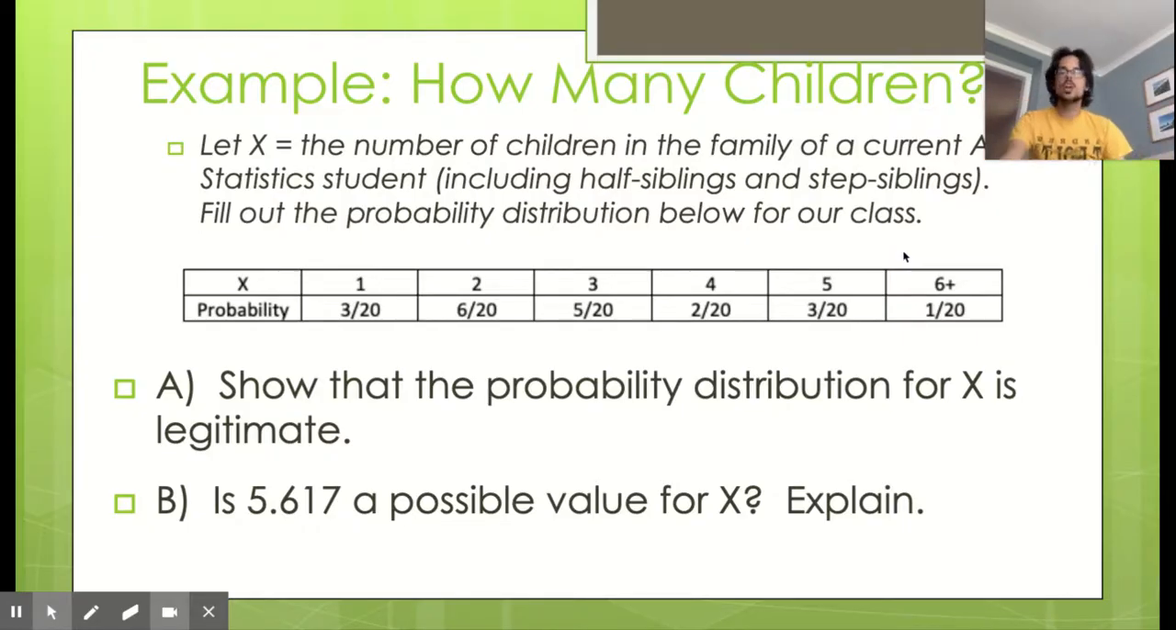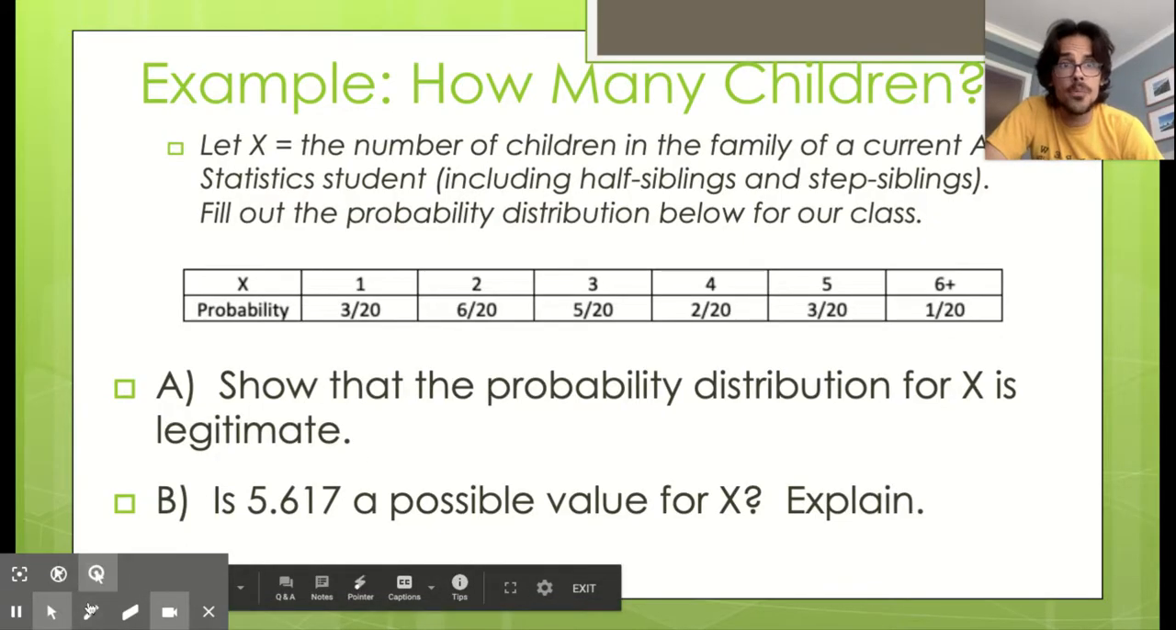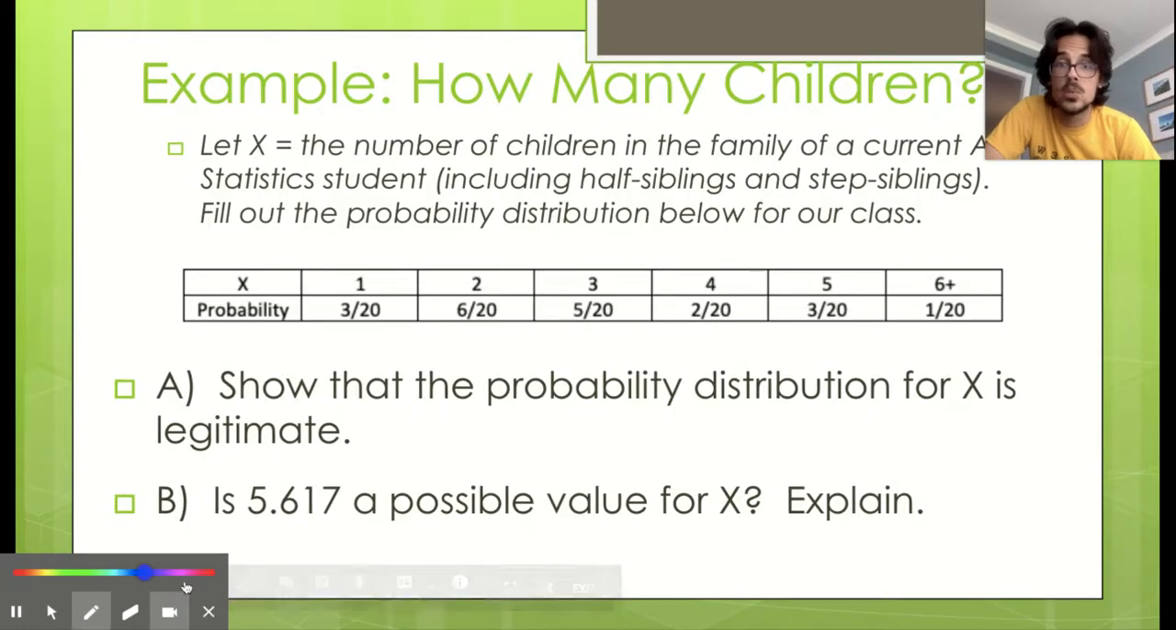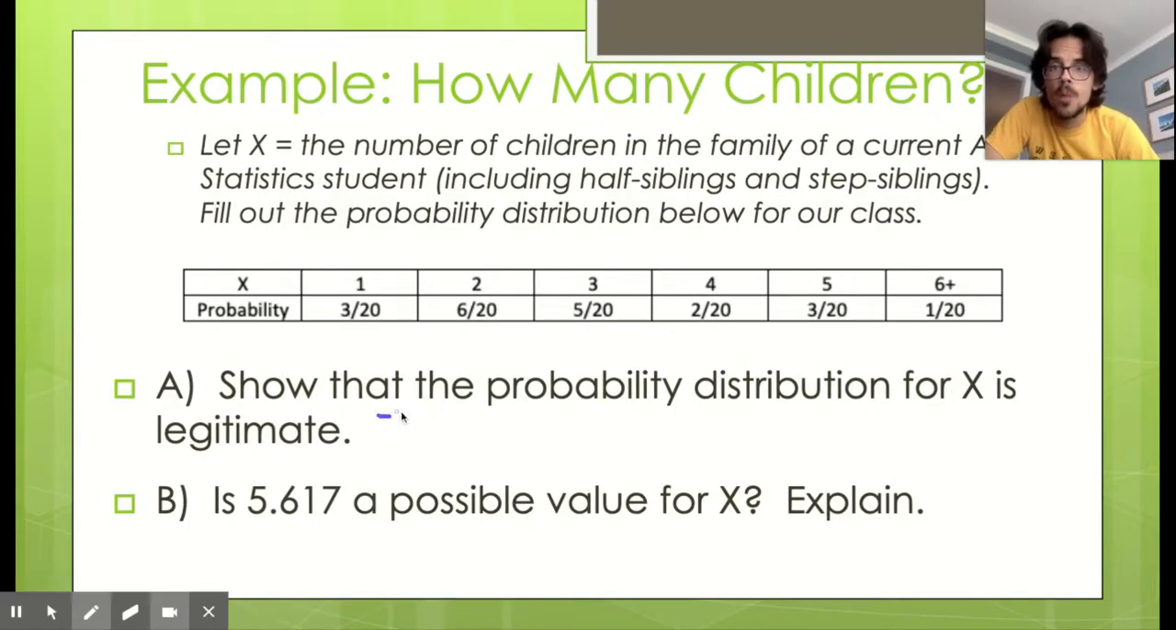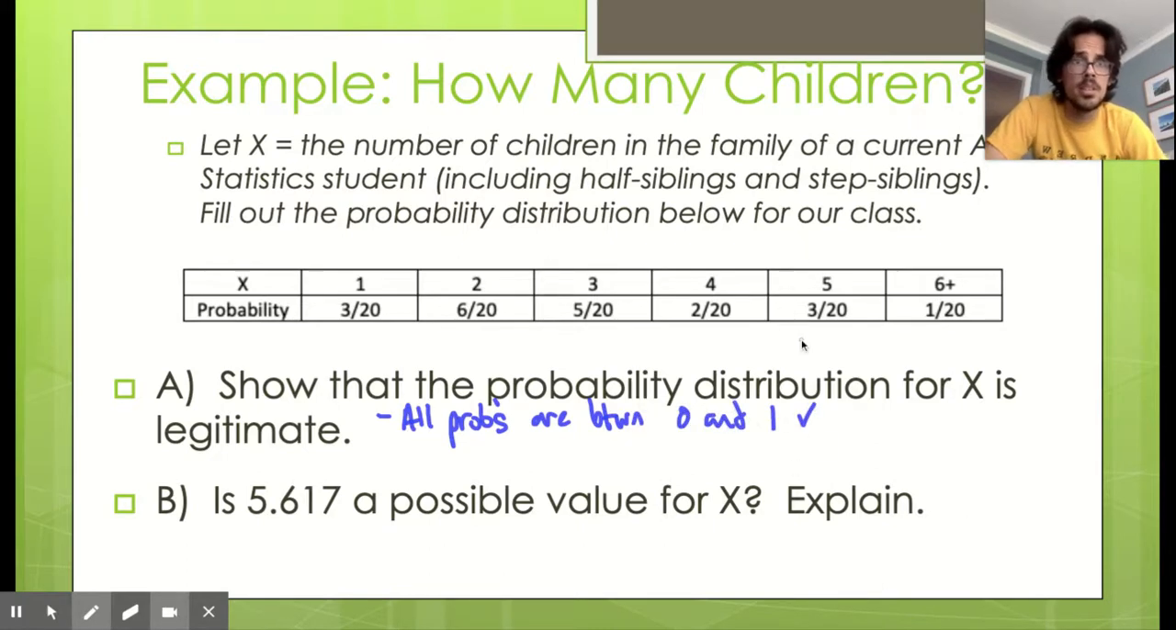So show that this probability distribution for X is legitimate. This is going to feel a lot like those probability models we did last chapter. You need to do 2 things. All probabilities are between 0 and 1. In other words, there's no weird negative probabilities or probabilities over 1 that can't exist. That's true. Those are all good probabilities.